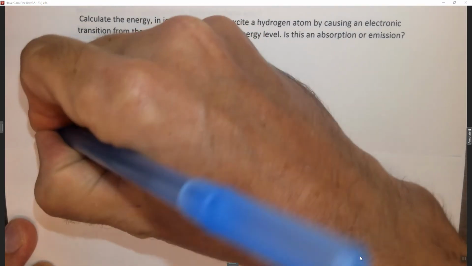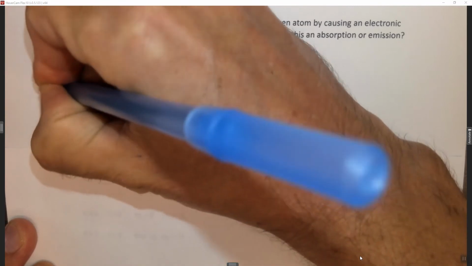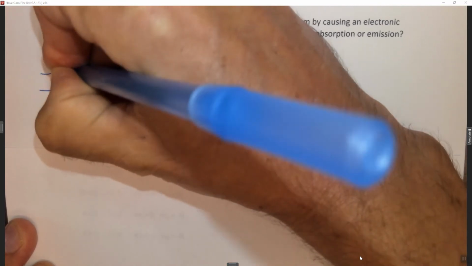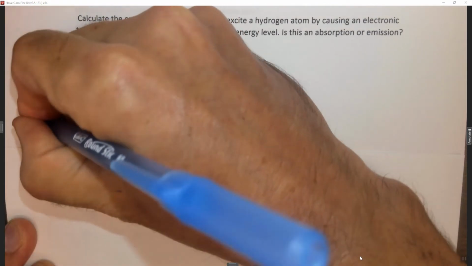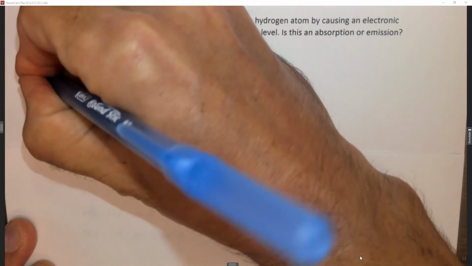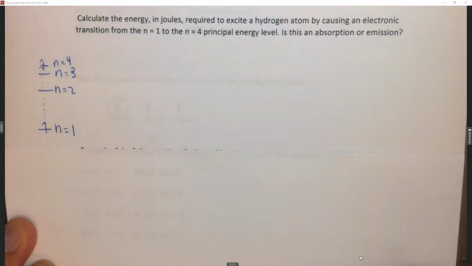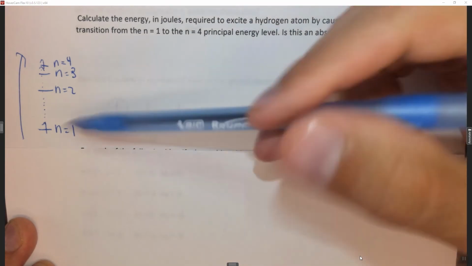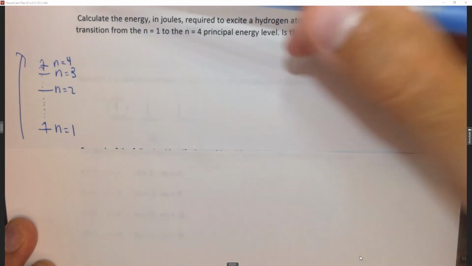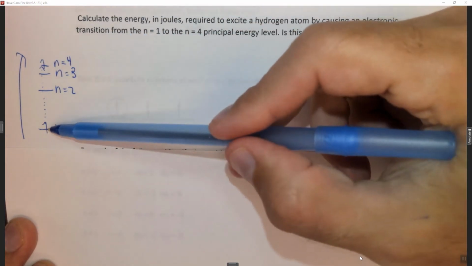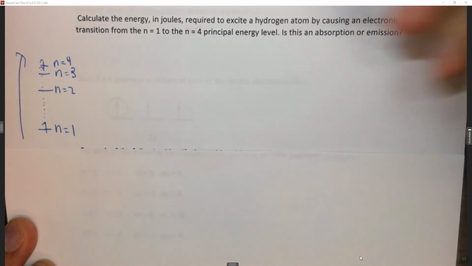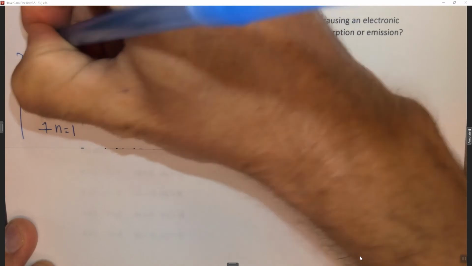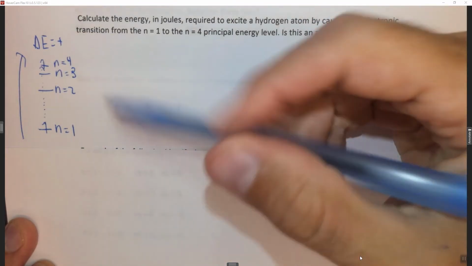So if we look here, we have n equals 1, n equals 2, n equals 3, and n equals 4. And we have an electron at n equals 1, and it goes up to n equals 4, which means that the atom gained energy, right? The atom here would be the system, and the atom gained energy because it had an electron at n equals 1, and now it has an electron at n equals 4. This tells us two things. One, delta E has to be positive because the atom is going to gain energy.